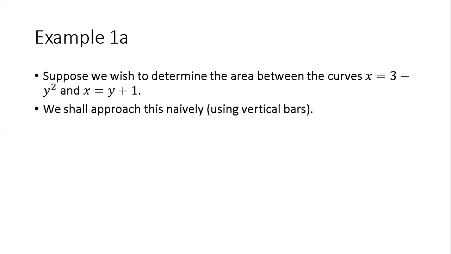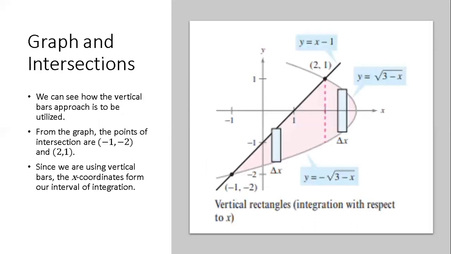So our example that we start with here is we're going to suppose we wish to determine the area between the curves x equals 3 minus y squared and x equals y plus 1. First, we're going to approach this naively using vertical bars. So when I graph these two functions, I solve for y, and I have y equals x minus 1, and y equals the square root of 3 minus x.